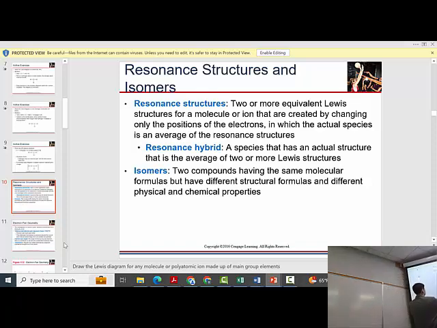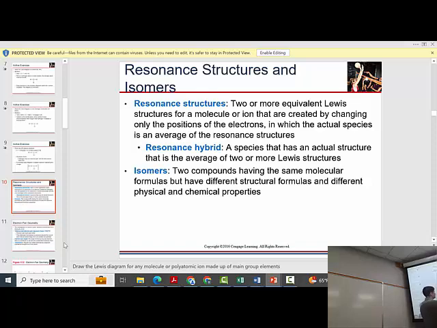So, resonance structures and isomers. Resonance structures are 2 or more equivalent Lewis structures for a molecule or ion that are created by changing only the position of electrons, in which the actual species is an average of the resonance structures. So here we have a choice. It can go between atoms A and B or atoms B and C, and they make equal structures. Those are called resonance forms.